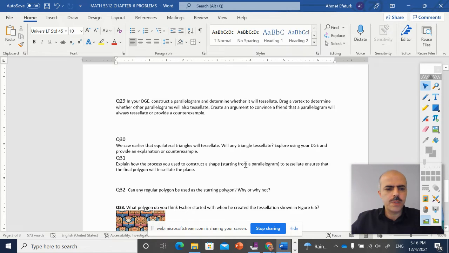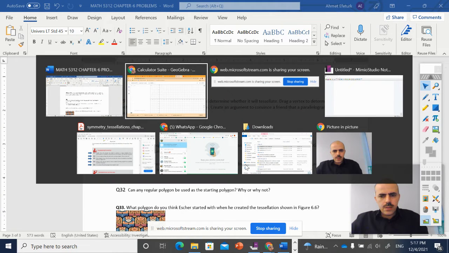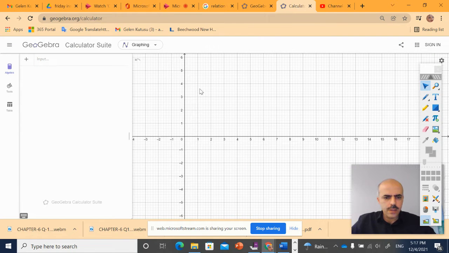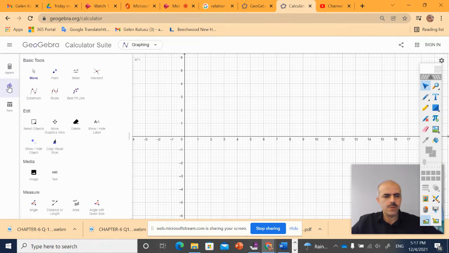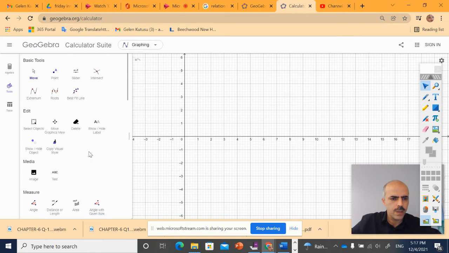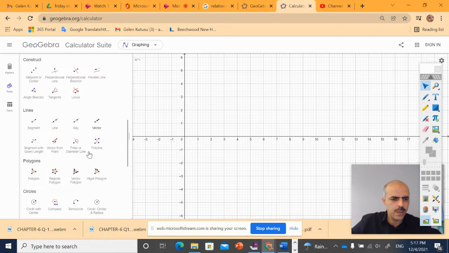Now, chapter 6, we continue with question number 21, and in your DG, construct a parallelogram and determine whether it will tessellate or not, and drag a vertex to determine whether other parallelograms will also tessellate. Now here, we are just coming back to our GeoGebra. In GeoGebra, if we try to make a parallelogram by polygon, it will be a little bit difficult. So we follow a different way here.